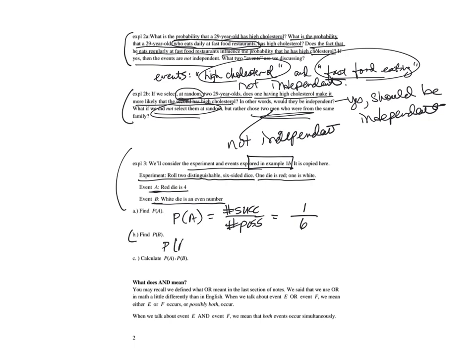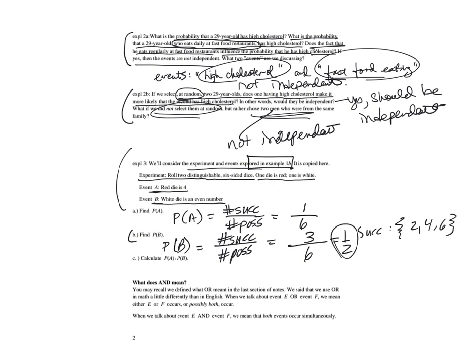For part B, I want to find the probability of B, the white die being an even number. Again, I'm just thinking about only the white die, number of successes over number of possibilities. I'm picturing just the white die, with the number of possibilities that could come up with those 6 sides. How many are successes? How many are even numbers? My successes on the white die would be 2, 4, and 6. So that's 3 successes, or 1/2. So the probability that the white die is an even number is 1/2, and the probability that the red die is 4 is 1/6.